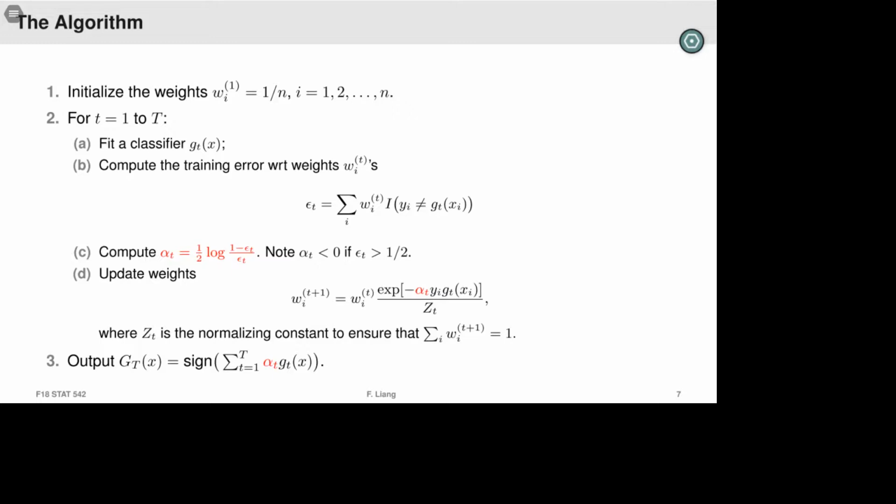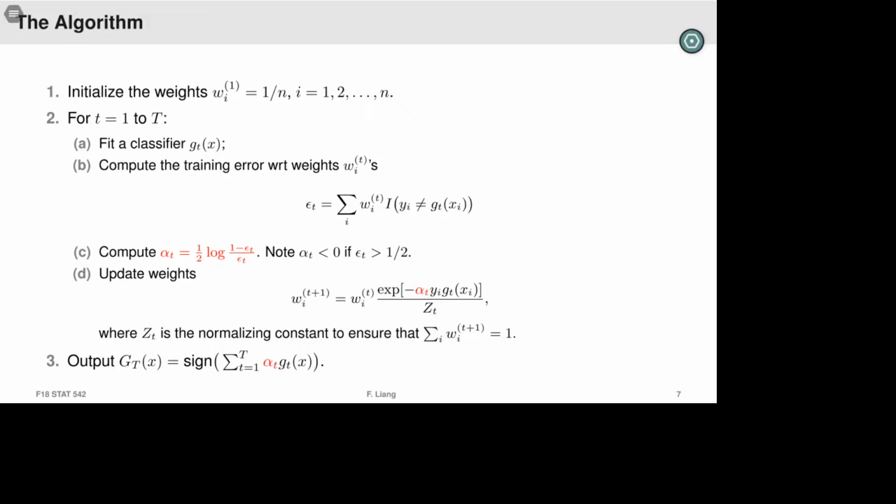So usually if the error is bigger than a half, alpha t is negative. If error is less than a half, then alpha t is going to be positive. Okay? And also if your error epsilon t is very small, then alpha t will be larger, right? So this is alpha t. That's the one we're going to use at the end when we weight our classifiers.